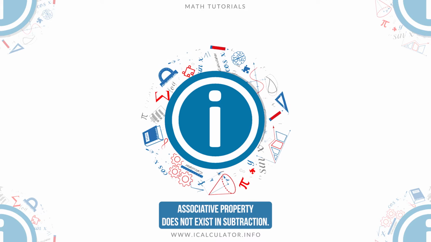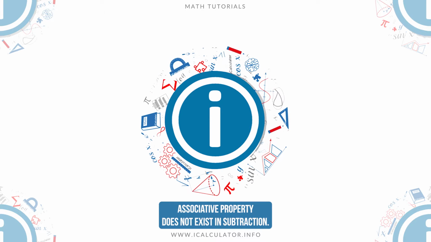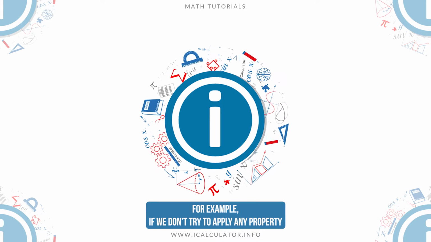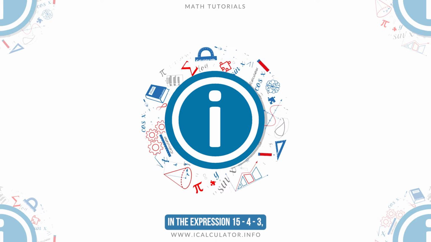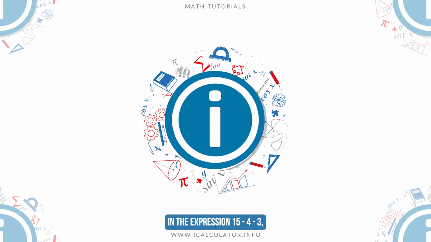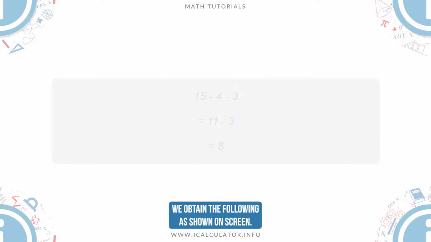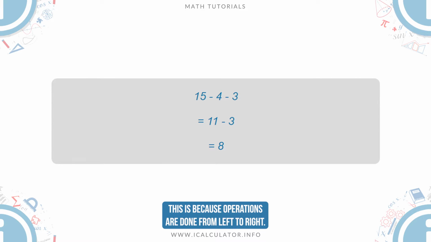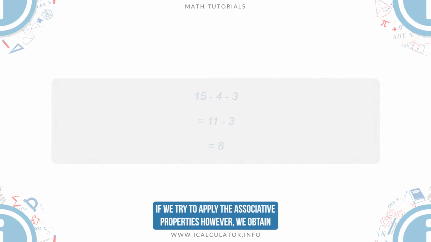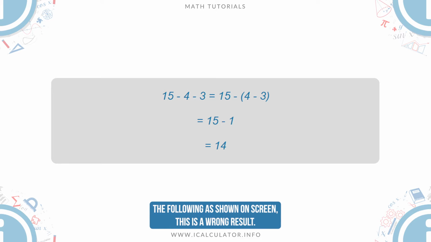Associative property does not exist in subtraction. For example, if we don't try to apply any property in the expression 15 minus 4 minus 3, we obtain the following as shown on screen. This is because operations are done from left to right. If we try to apply the associative properties, however, we obtain the following as shown on screen. This is a wrong result.